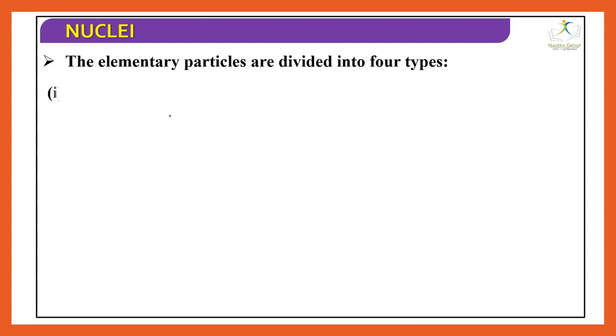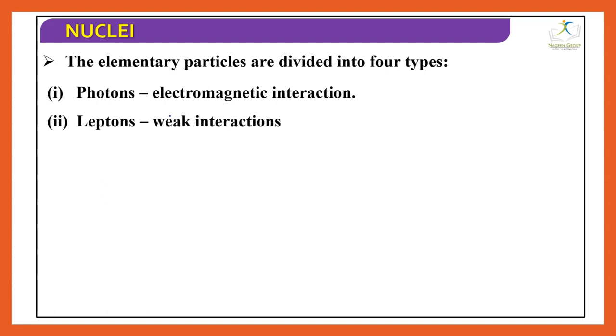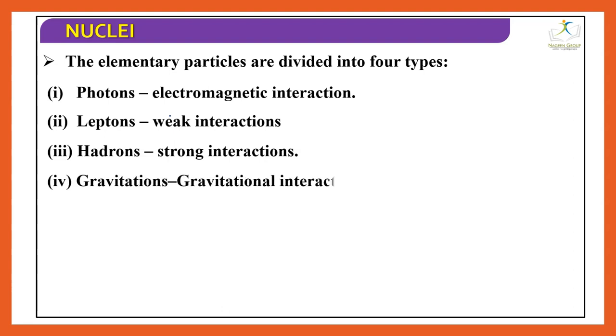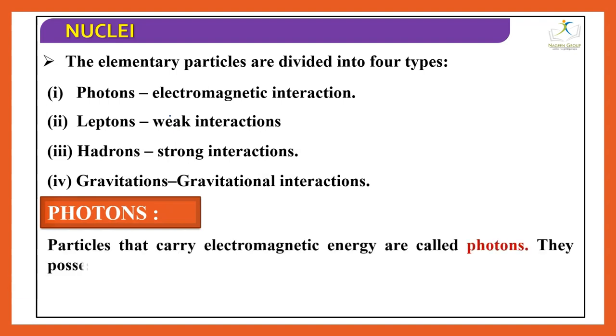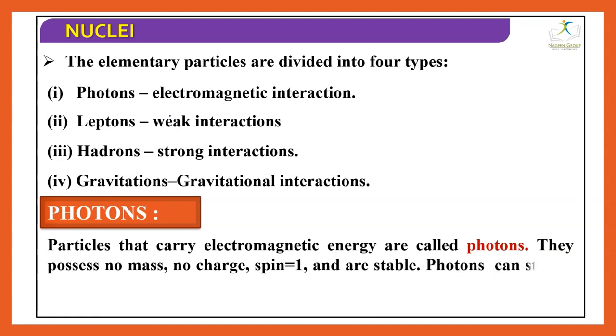The elementary particles are divided into four types: photons, electromagnetic interaction; leptons, weak interaction; hadrons, strong interaction; and gravitons, gravitational interaction. Photons are particles that carry electromagnetic energy. They possess no mass and no charge, but the spin is 1, and they are stable. A photon cannot stay at rest in any reference system.